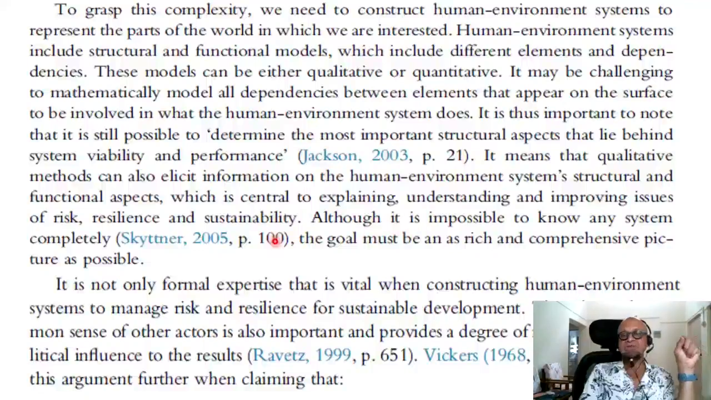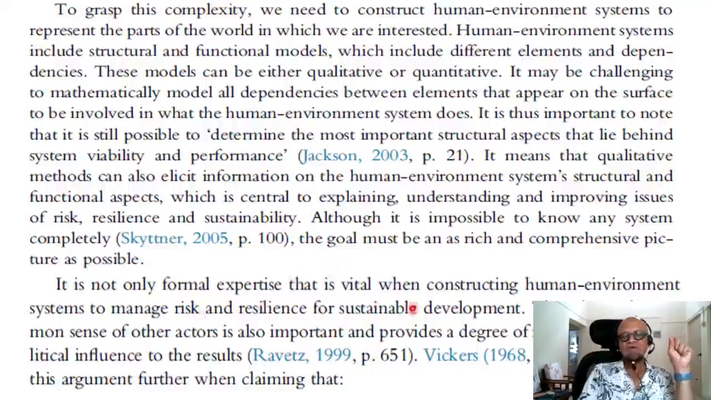This is where indigenous knowledge comes in, in terms of qualitative information or qualitative methods. Okay, although it is impossible to know any system completely, the goal must be as rich and comprehensive a picture as possible. You can see that all these references, 2005, 2003, and so on, are in fact from the previous version. So some of the references are newer, beyond 2015, and those are added in the second edition.